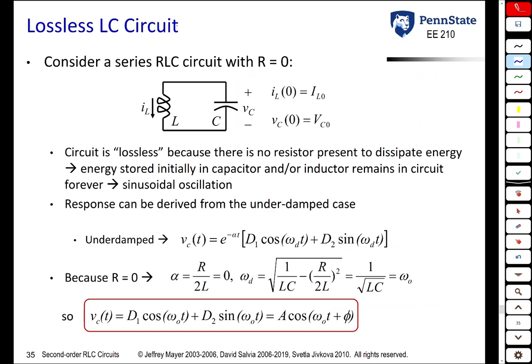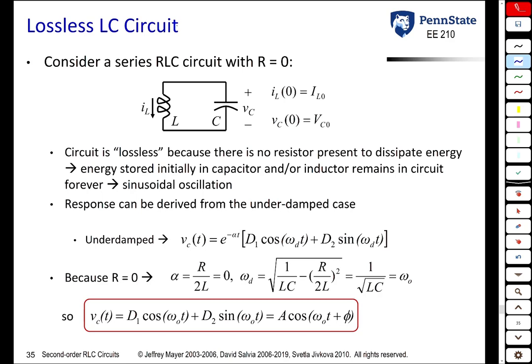In the last topic in this note packet, we're going to talk about lossless LC circuits. LC circuits are a special class of RLC circuits in which there is no resistor. Without a resistor to dissipate the stored energy in the capacitor and the inductor, the circuit just continues on forever. And we're going to see that it actually continues with a sinusoidal oscillation. So these lossless LC circuits are also called resonant circuits or oscillator circuits.